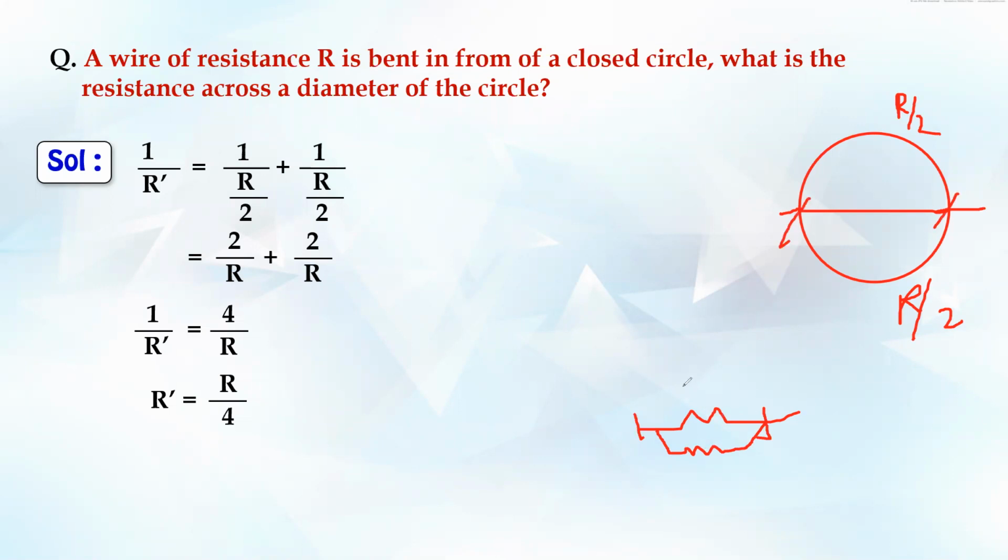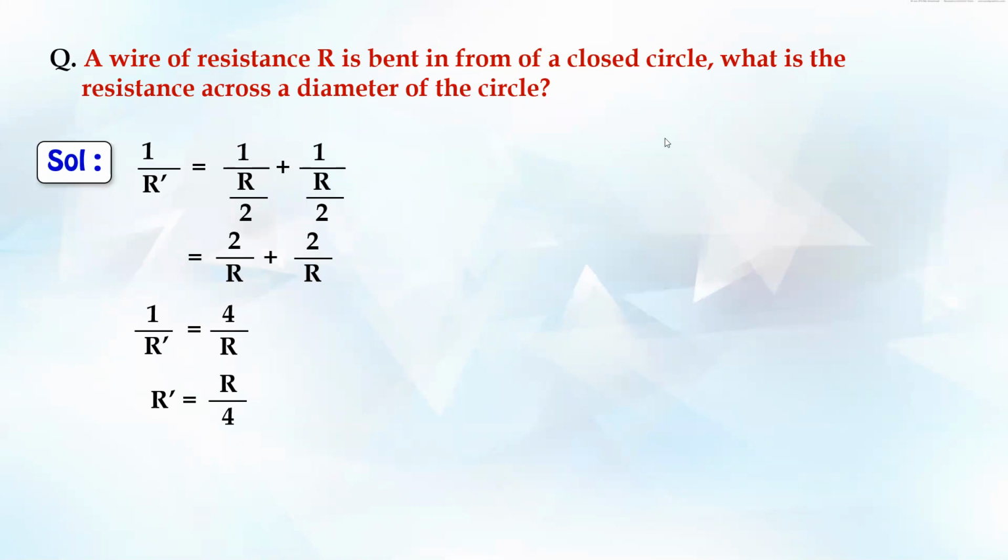So since both are in parallel, I can write 1 upon R1 plus 1 upon R2, which is nothing but 2 upon R plus 2 upon R, as R/2 goes in the numerator. Then this calculation part is easy. R comes once in the denominator, and the numerator becomes 4. Taking the reciprocal, we get R dash. So that's how it has to be, right? So this was one sum. I have another sum of the same type, the next one, so you can try that out in the next part. We move on to the next question.